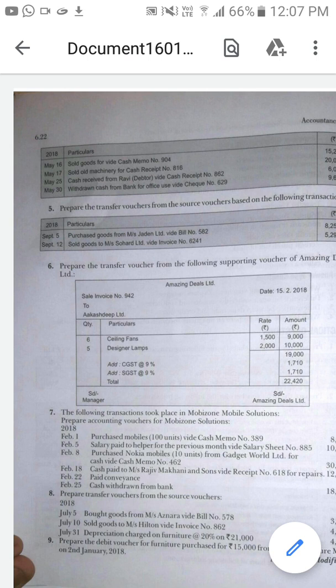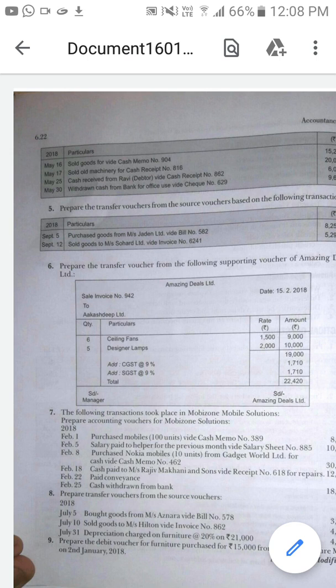Understood? See the second one, February 15, salary paid. Salary paid means it is a cash payment. So cash payment means debit voucher. Okay, so as per the format, you prepare voucher number 2, put the date, debit, we have to debit the salary account. So debit salary account, write the amount, and below that write the description, that is salary paid, salary sheet number 885 and all.